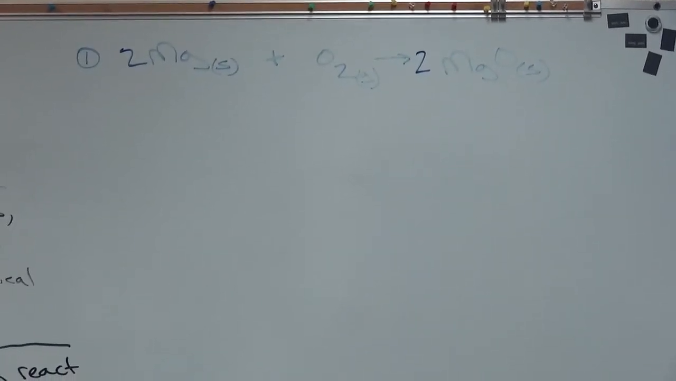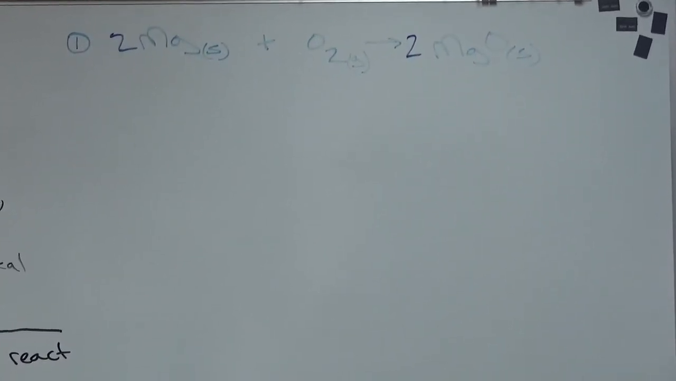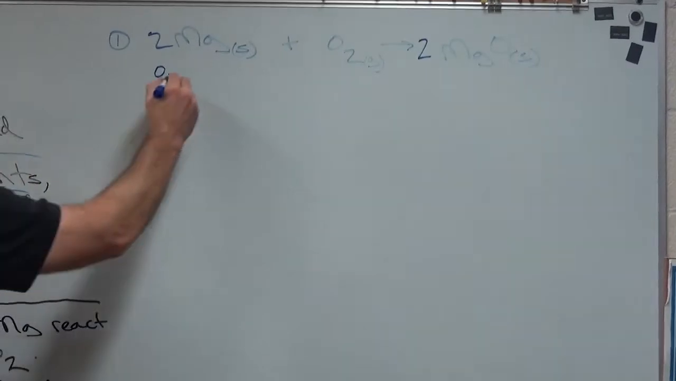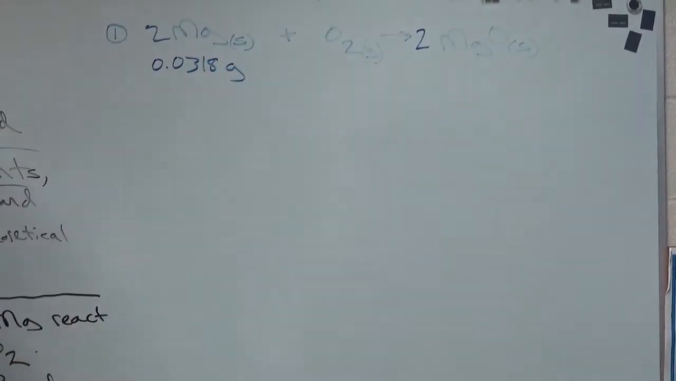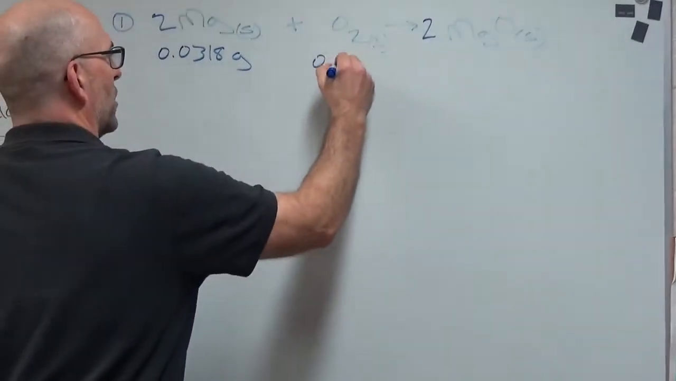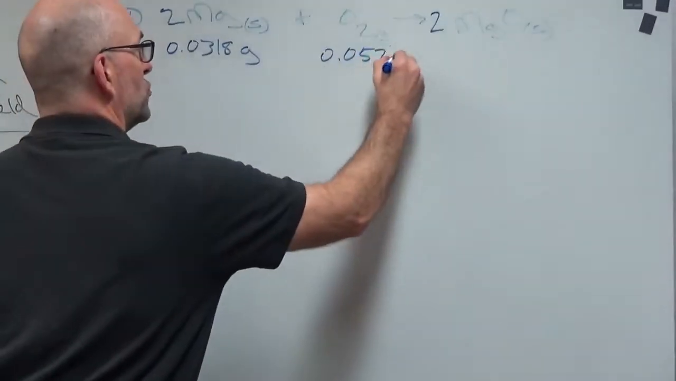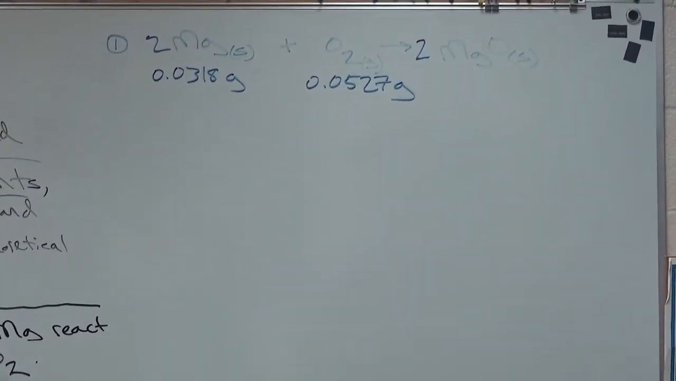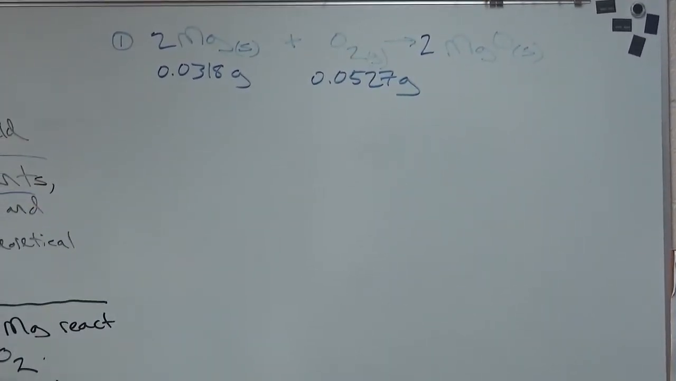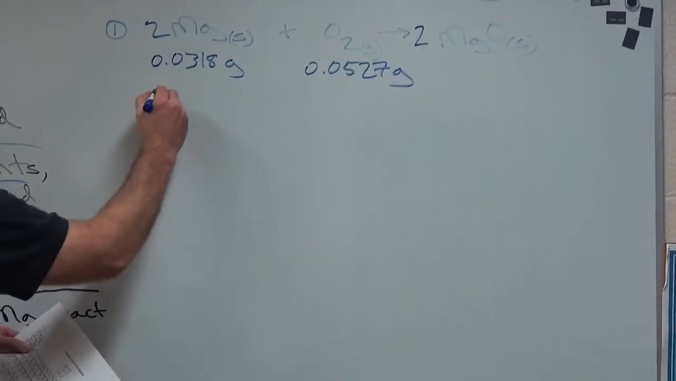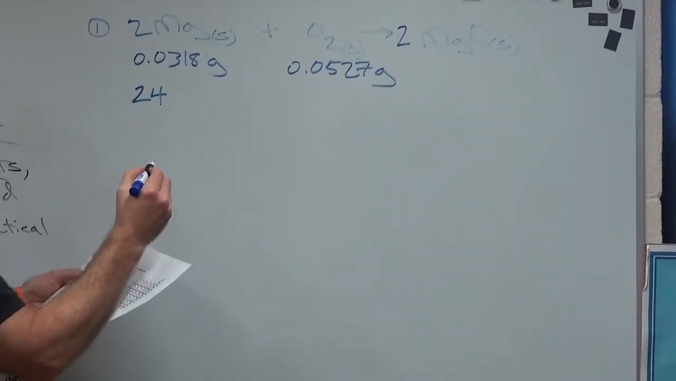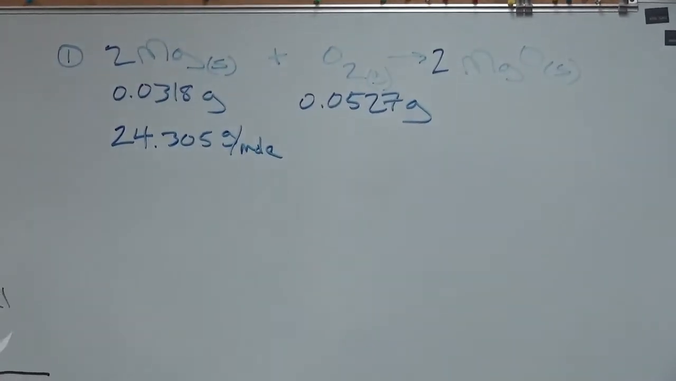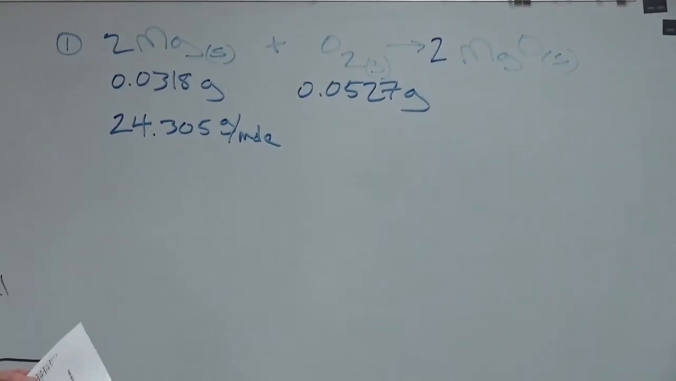The advice I gave you last time, and also I showed you an example of a theoretical yield calculation, is to put all the data that you have right underneath. So we have 0.0318 grams of magnesium, 0.0527 grams, and we know we're going to need the molar masses. So I'm going to look those up. Atomic mass, 0.305 grams per mole, and oxygen, I think we can round this up.